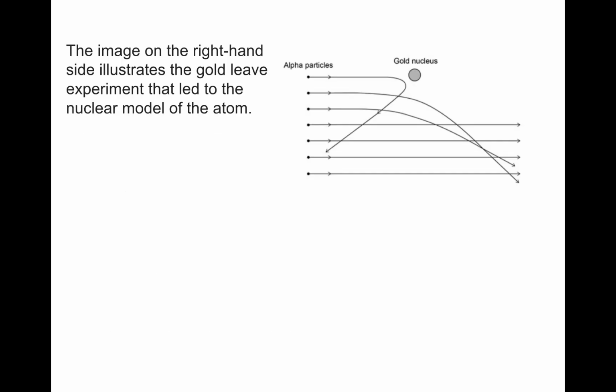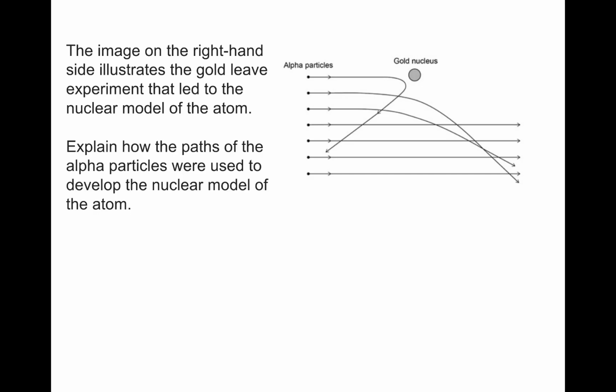Alright, so here's an exam style question to start with. Make sure you've done the previous lesson, or you actually just understand Rutherford's model. The image on the right hand side illustrates the gold leaf experiment that led to the nuclear model of the atom. What you need to do is explain how the paths of the alpha particles were used to develop the nuclear model of the atom. Basically, what did these results tell the scientists? Pause and have a go at that, and then I'll take you through the answers.